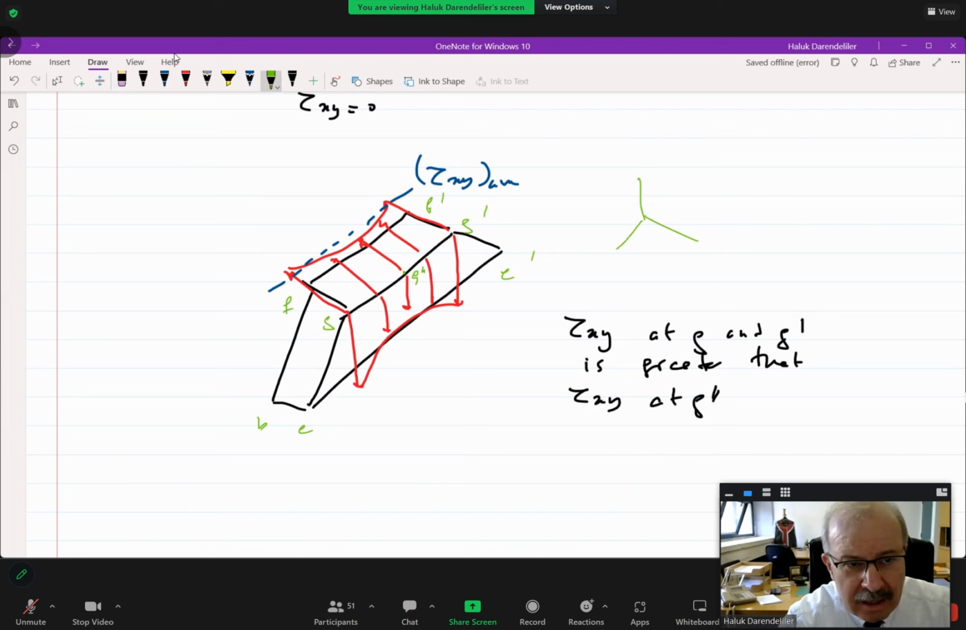That's why we are saying it is average. But of course, it is much more accurate than the equation we use for pins, which is F over A.